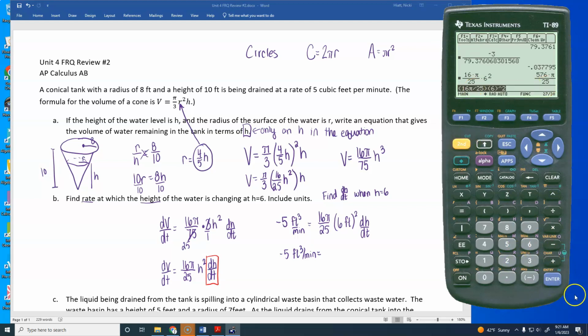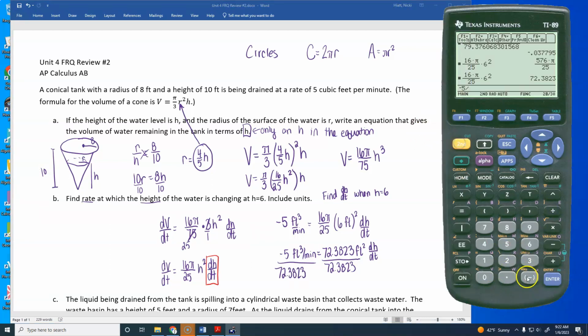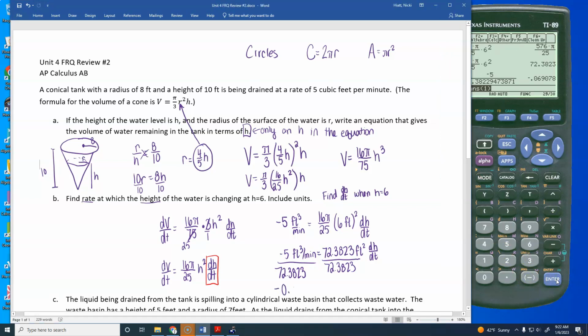And let's hit that green button before we hit enter. I mean, you can do it that way also, but 72.3823. And that would be feet squared times dH/dt. You would need to divide 72.3823 negative 5 divided by that answer is going to give us negative 0.069.